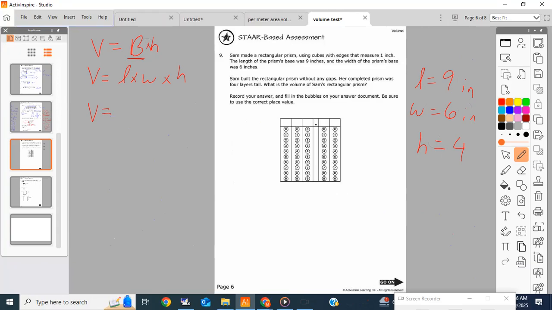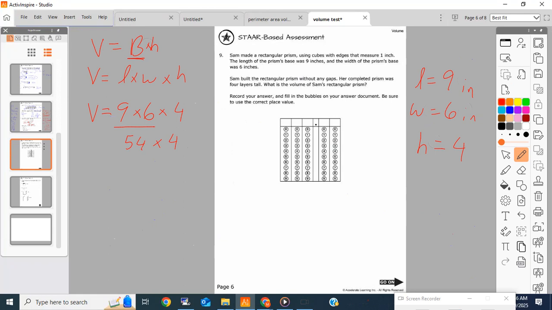So just rewrite it. Do we know the L? We sure do. That's a 9. Do we know the W? Yes, we do. That's a 6. Do we know the height? Yes, we do. That's a 4. So we do this in order from left to right. 9 times 6, 54. And then we recopy the rest of the problem.